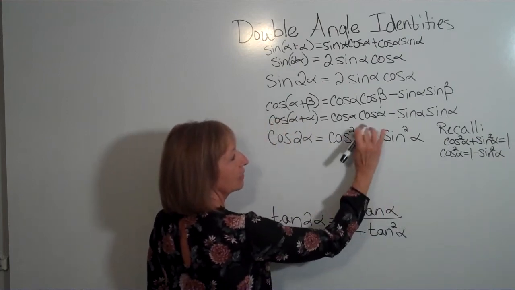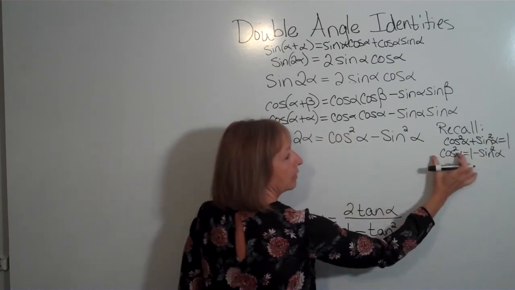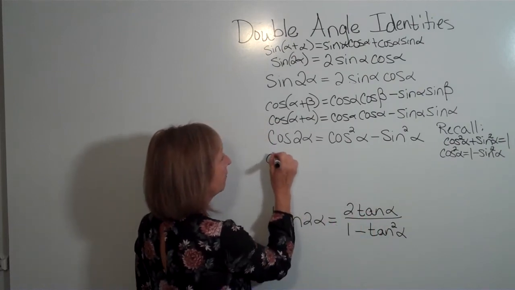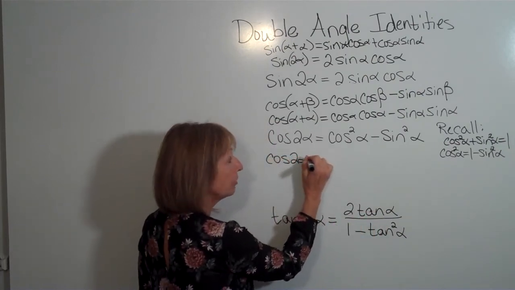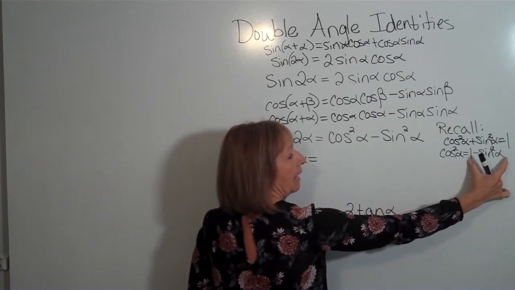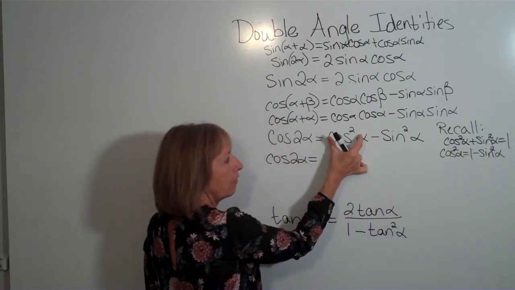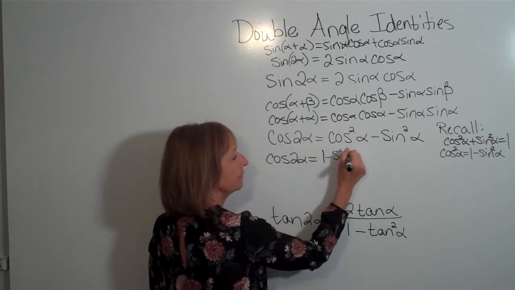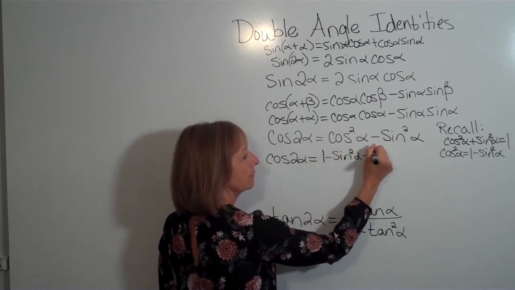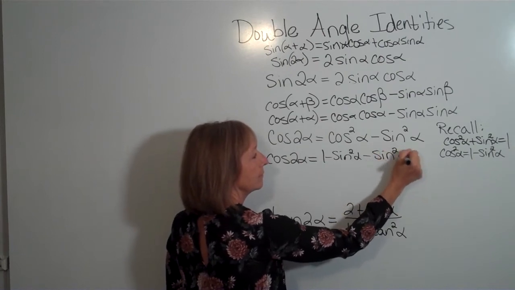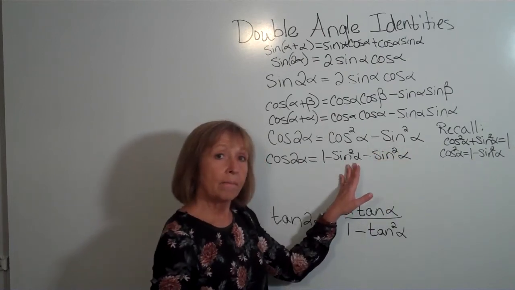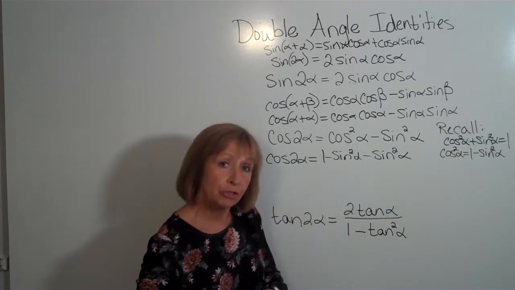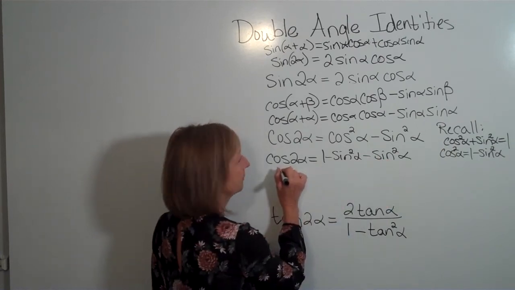Well, if I take this cosine squared alpha out and replace it with 1 minus sine squared alpha, I have cosine of 2 alpha could also be represented by 1 minus sine squared alpha minus sine squared alpha. But that's minus sine squared alpha minus another sine squared alpha, that's 1 minus 2 sine squared alpha.